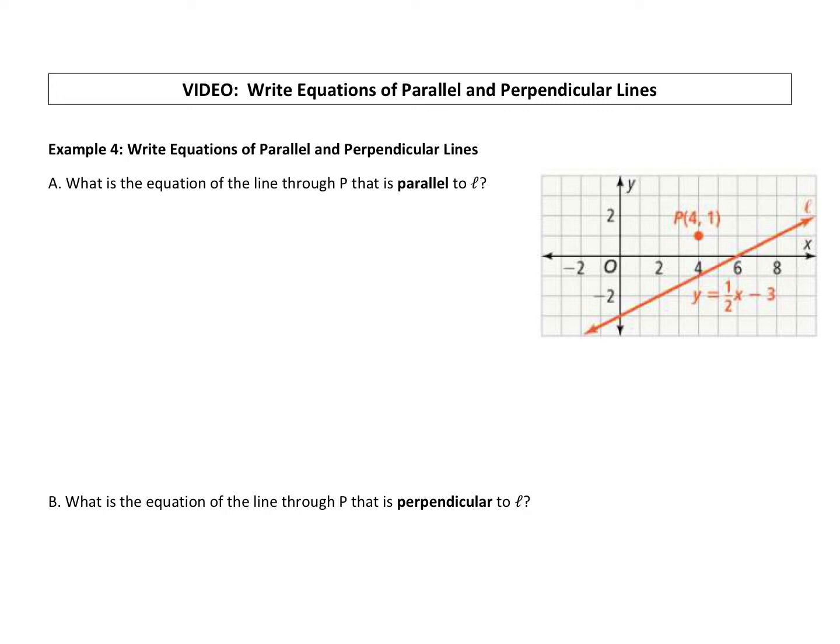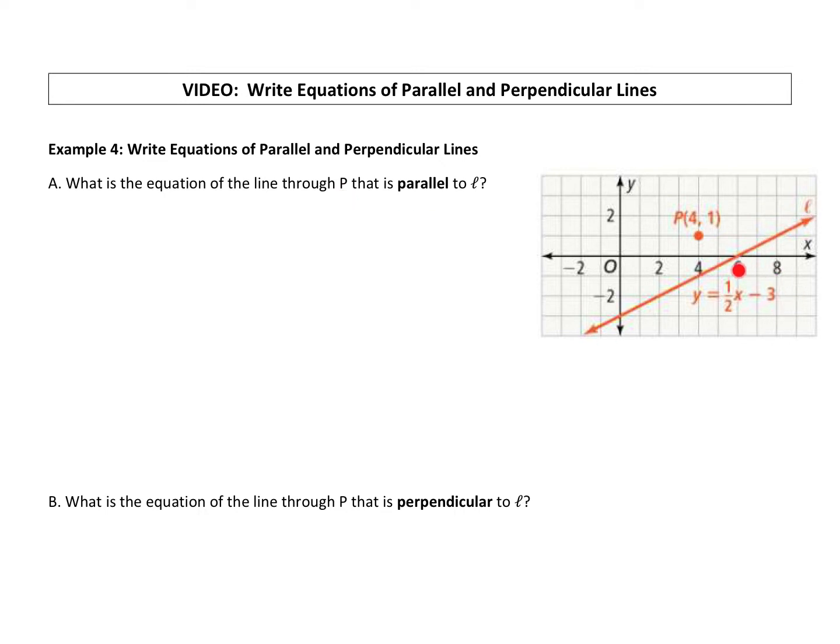All right, for our last example, we're going to work on some equation writing. We're going to write equations of parallel and perpendicular lines. So part A, what is the equation of the line through P? If we look at our picture, we have this point P right here that has an ordered pair of 4, 1. So what is the equation of the line that goes through P but is parallel to line L?